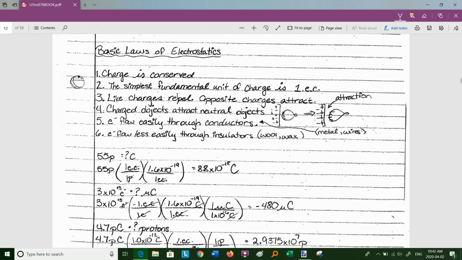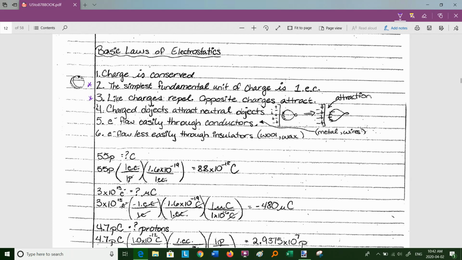Second point is the simplest fundamental unit of charge is 1 elementary charge. So you don't break up the unit of charge to anything less than 1 elementary charge. You don't have like a half of an elementary charge. You can have half of a coulomb, but a coulomb is lots of elementary charges, so that's a lot. Third one, like charges repel, opposite charges attract.